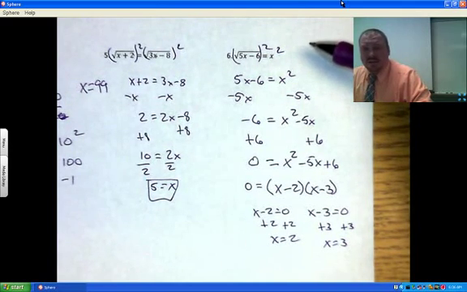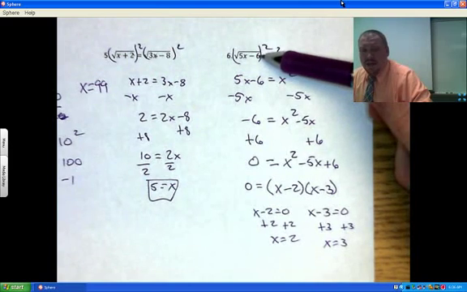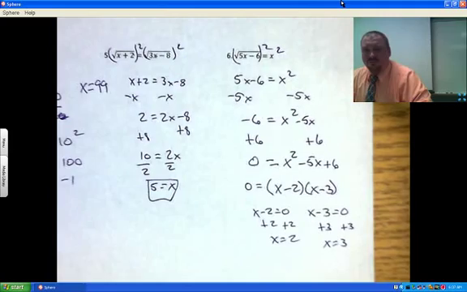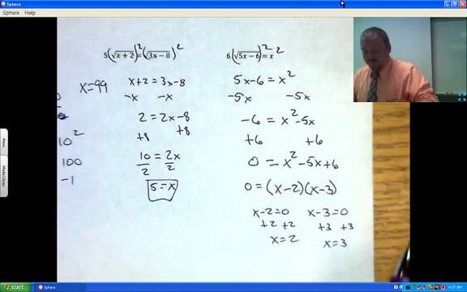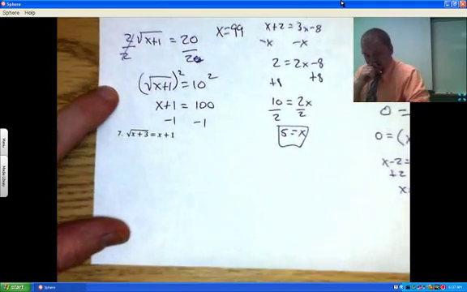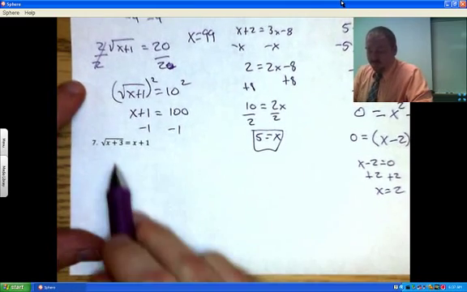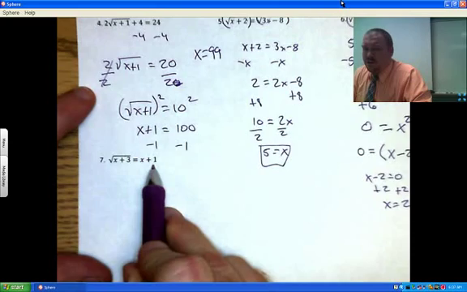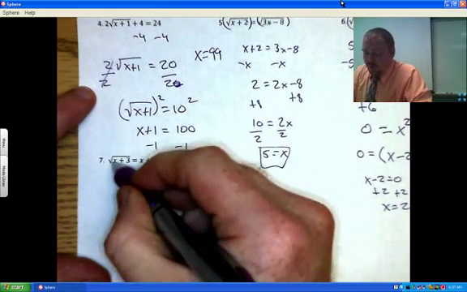Number 7. Okay, this one's a little bit different. There's more than one thing over here. So when we square this, this might be a little bit of a challenge for us, okay? So, over here, this gives me just x plus 3, because the radical goes away.